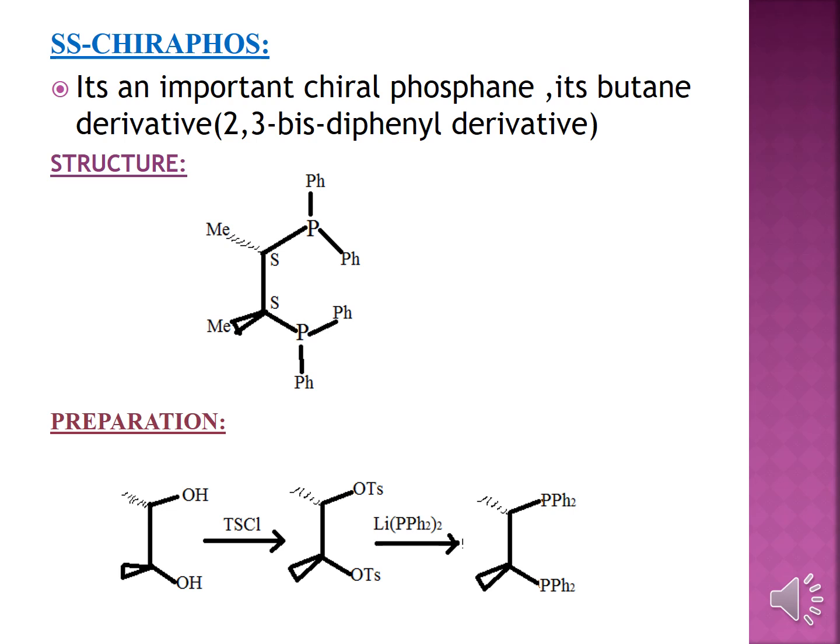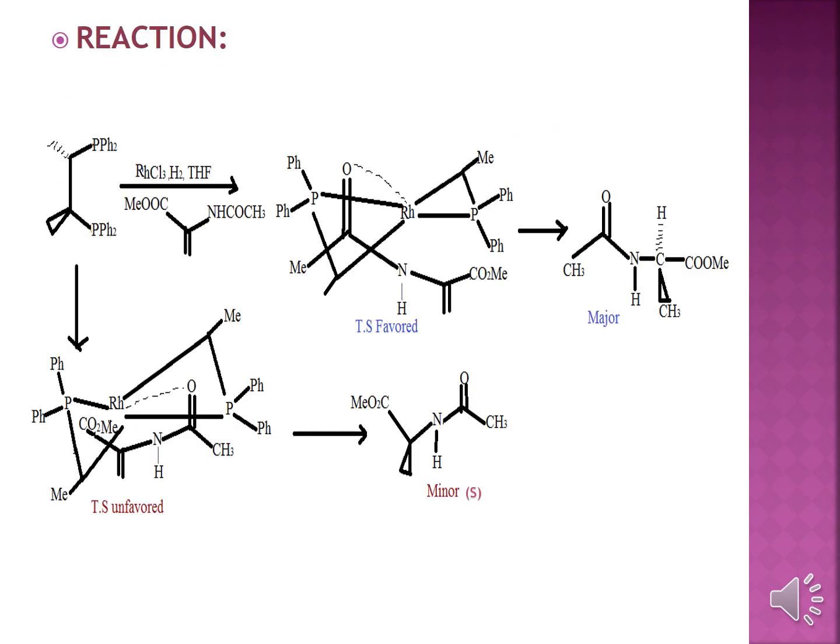Then moving on to the next reaction. Here, if you take that diphenyl phosphine and treat it with RhCl3, rhodium chloride, in the presence of THF and hydrogen catalyst, and CO2Me C double bond CH2 NHCOCH3, in the presence of all these reagents, the first stage is the formation of the transition state.